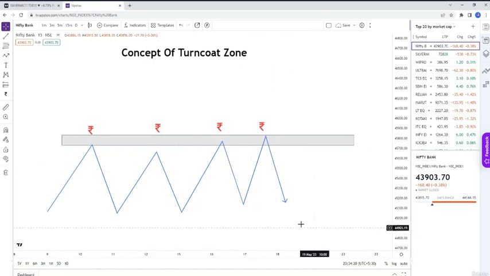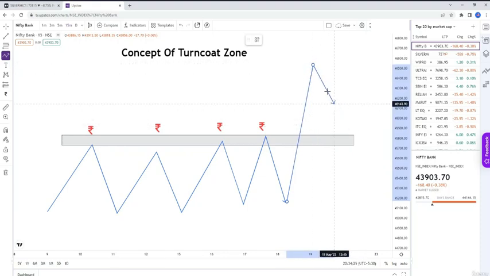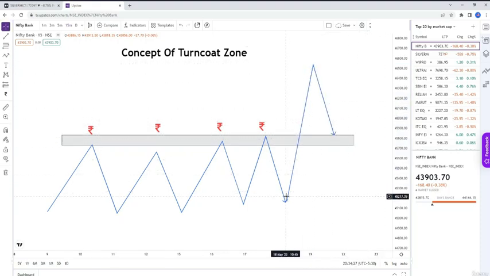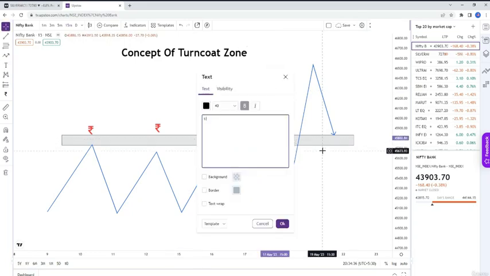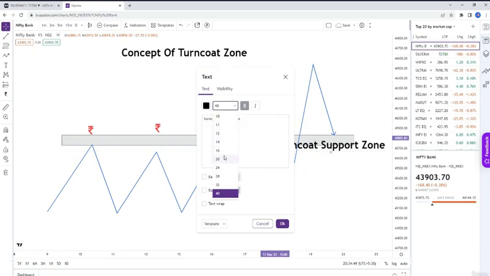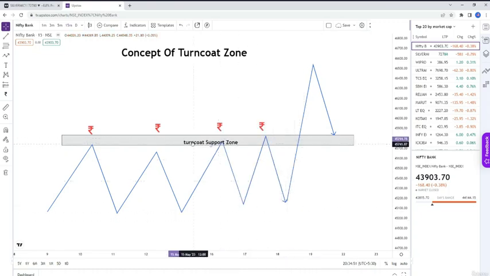So what happens when this area is broken like this? When this area is broken, then this area acts as a very strong support zone, which is called turncoat support zone. Okay, turncoat support zone. So let me make it like this. So this is turncoat support zone.